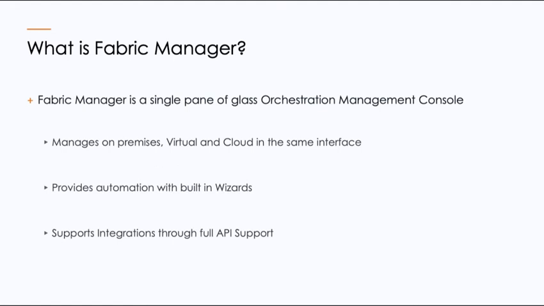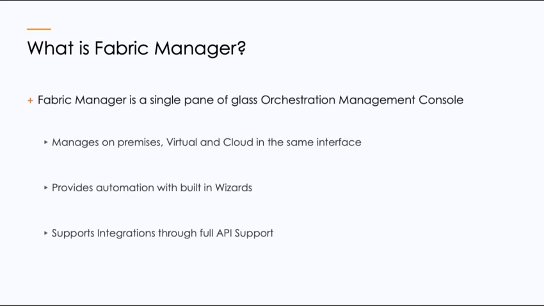First, it's important to understand what Fabric Manager is, and simply put, it's a single pane of glass orchestration layer to manage everything Gigamon. It doesn't matter whether we're looking at physical on-premises appliances, or virtual, whether we're doing VMware, or ESX NSX, or other virtual environments like OpenStack, as well as our cloud, which is Amazon AWS, as well as Azure, Google, and other clouds. It's all managed from the single interface.